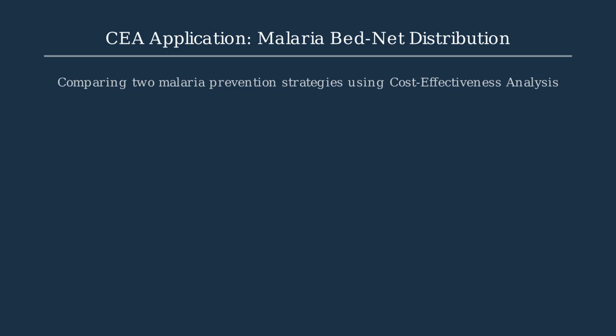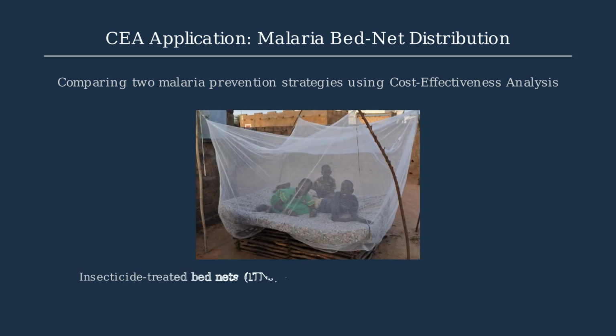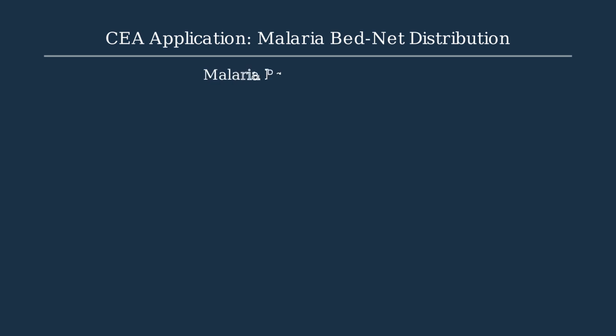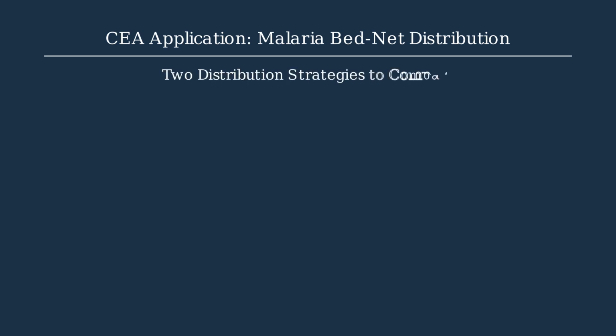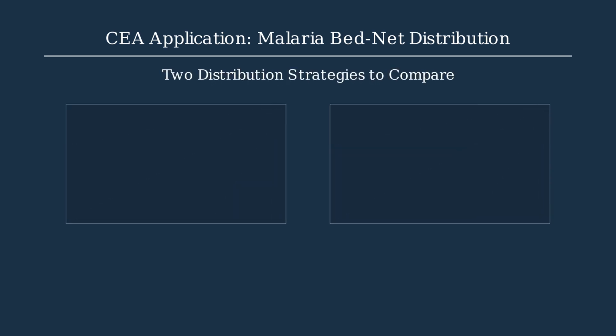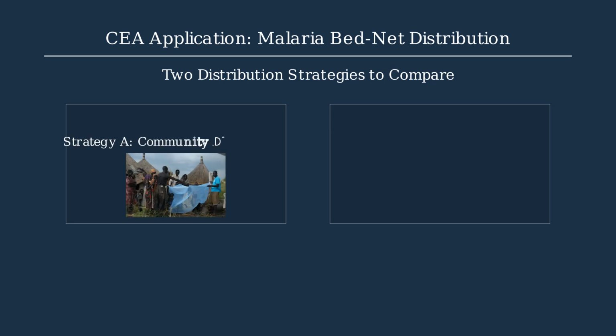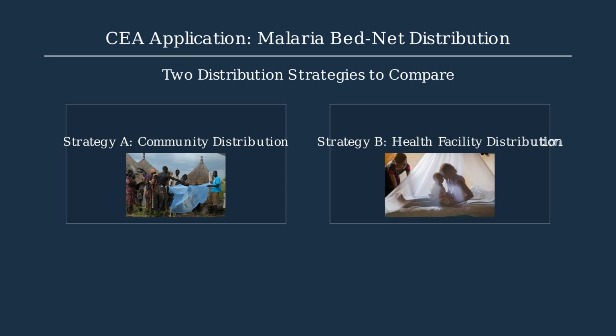Let's examine how cost-effectiveness analysis can be applied to malaria prevention through bed net distribution programs. Among various malaria prevention methods, insecticide-treated bed nets have proven highly effective in reducing transmission. Let's compare two different strategies for distributing insecticide-treated bed nets. Strategy A involves community-based distribution, where health workers distribute nets directly to households. Strategy B distributes nets through health facilities when people visit for routine care or treatment.